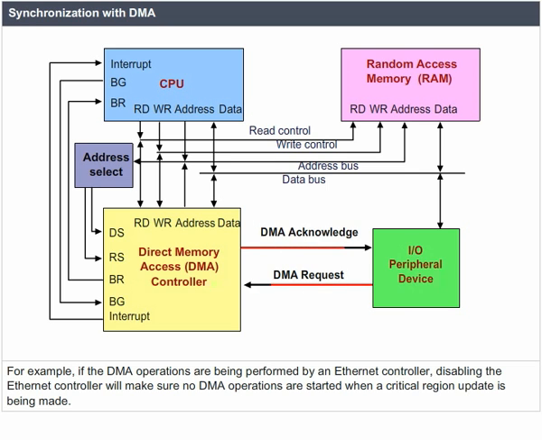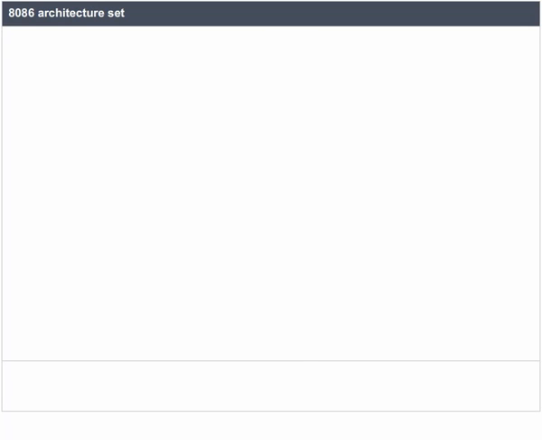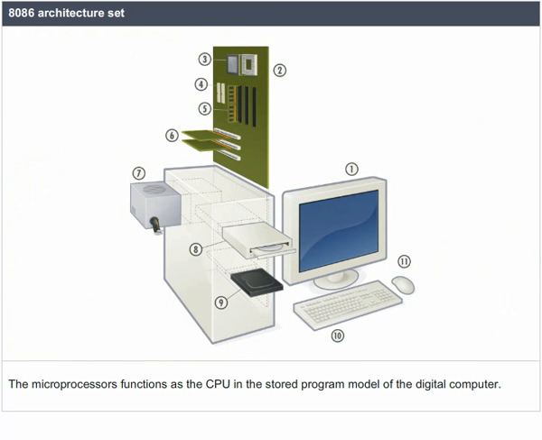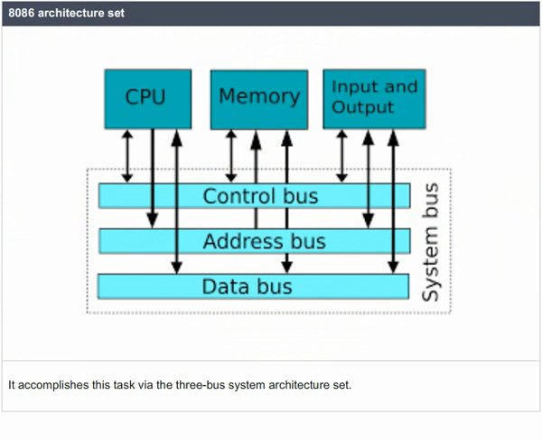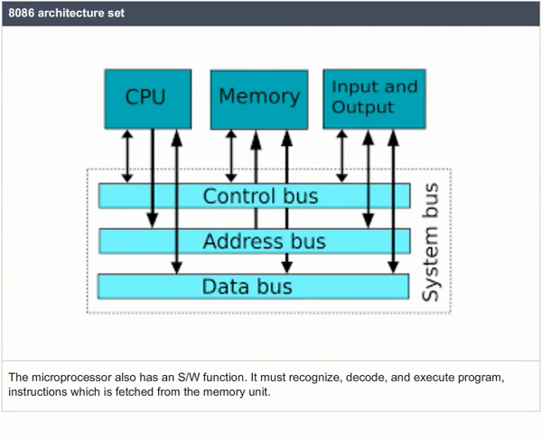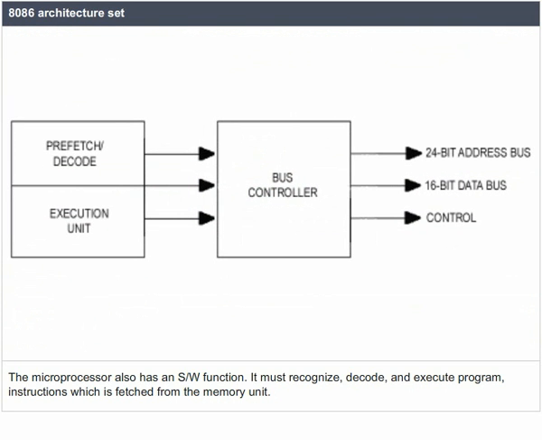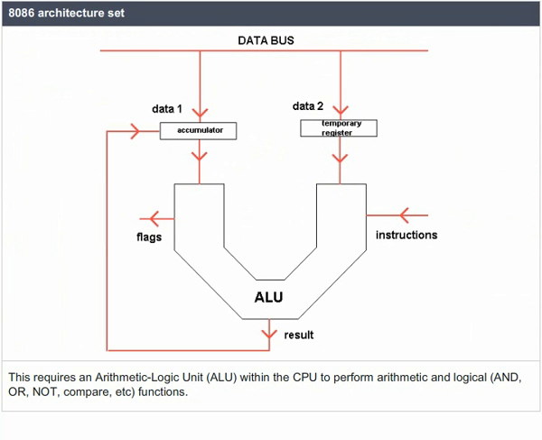8086 architecture. The microprocessor functions as a CPU in the stored program model of the digital computer. Its job is to generate all system timing signals and synchronize the transfer of data between memory, I/O, and itself. It accomplishes this task via the 3-bus system architecture. The microprocessor also has a software function. It must recognize, decode, and execute program instructions which are fetched from the memory unit. This requires an arithmetic logic unit, ALU, within the CPU to perform arithmetic and logical AND, OR, NOT, compare, etc.